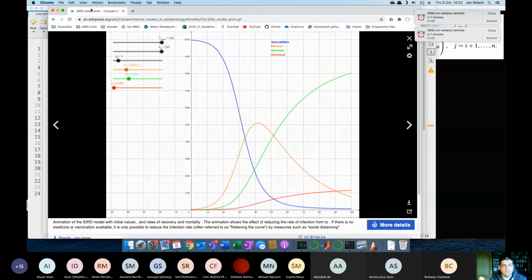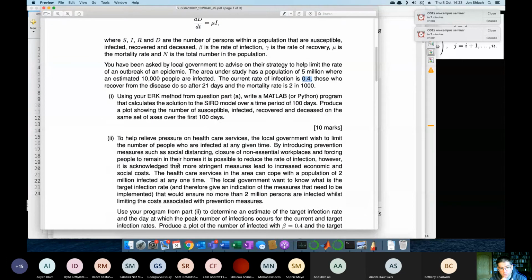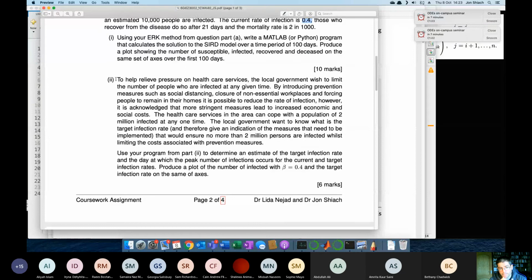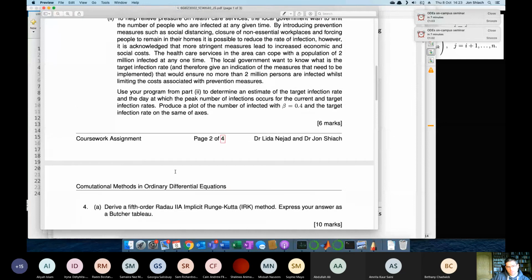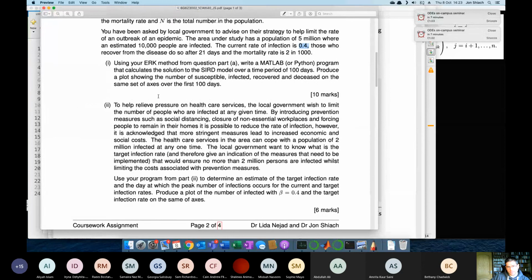You can see I just did a quick Google search, and I think it was Wikipedia. That gives you a quick hint on this part here. Now, I don't mind how you do this bit. I haven't got a particular set method. There are various methods you can use. I'm interested to see what you come up with. So how do you find the target infection rate so that the number of infections does not go more than 2 million?